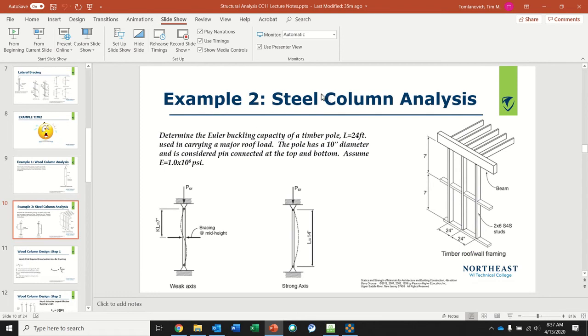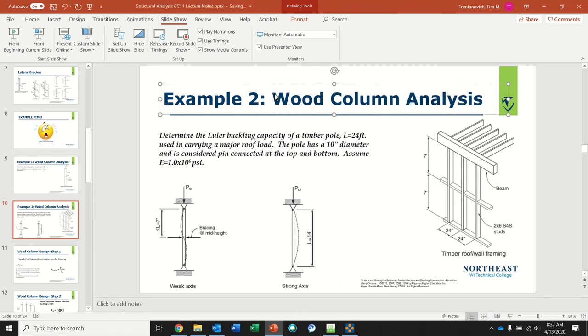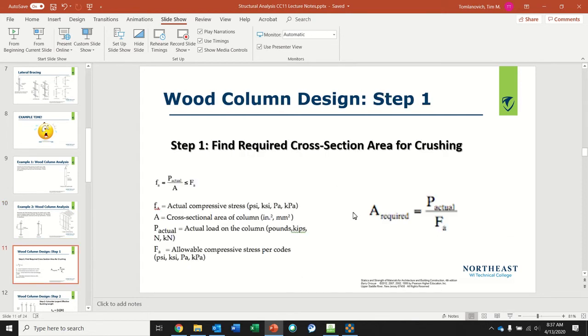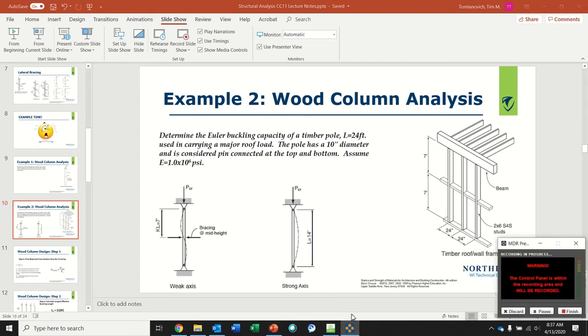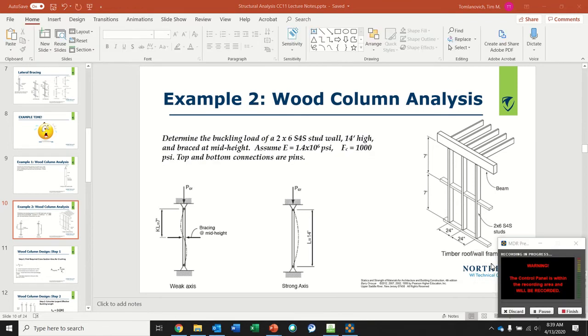Okay, so let's do another example. So this isn't a steel column, this is actually a wood column. So you want to change that in the slide. I'll put the new ones in Blackboard there. Wood column, example 2. All right. Determine the Euler buckle capacity of a timber pole. What did I do? I copied the wrong one. We just did that one. So I'm going to pause for a second and get you the right one. All right. So sorry about that. I copied the wrong problem here.